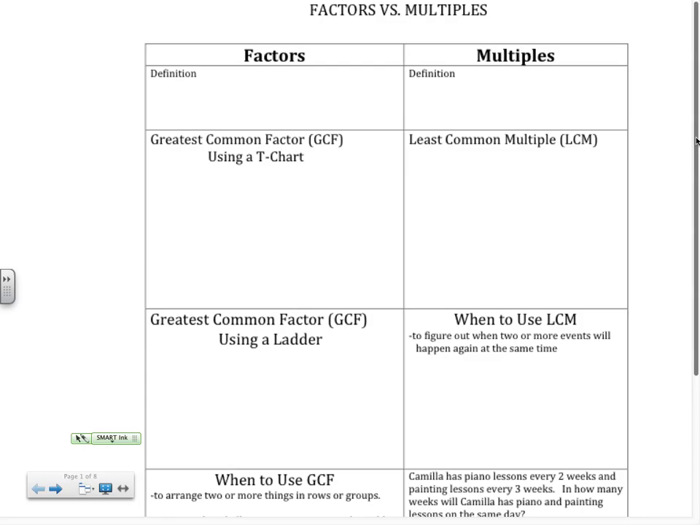So let's look at factors. Factors are numbers that are multiplied together. So for example, 2 times 3, when you multiply the 2 and the 3 together, those are called factors. So our definition of a factor is 2 or more numbers multiplied together. So go ahead and write that.